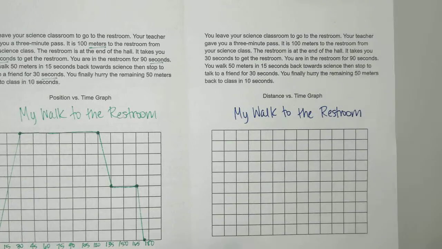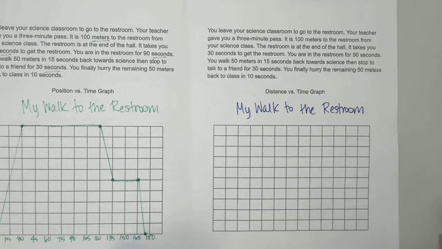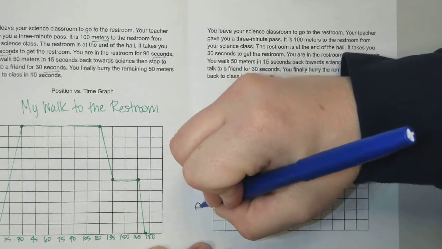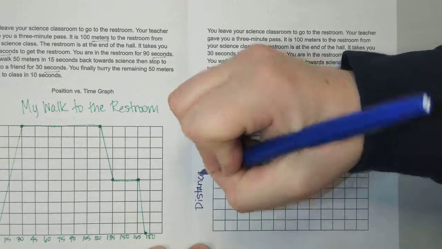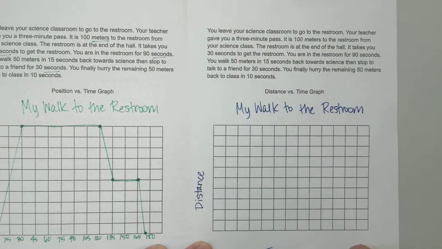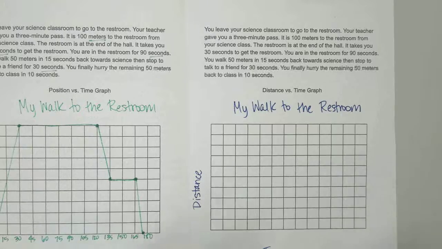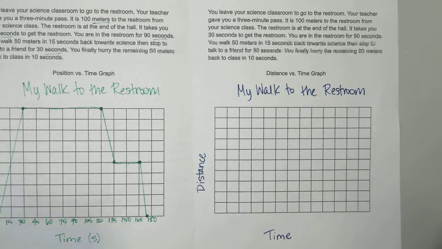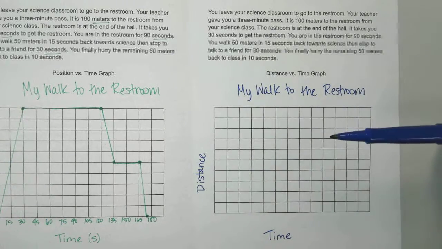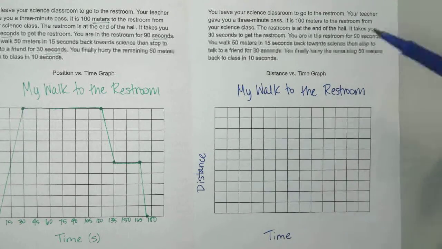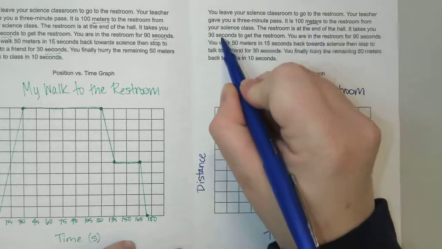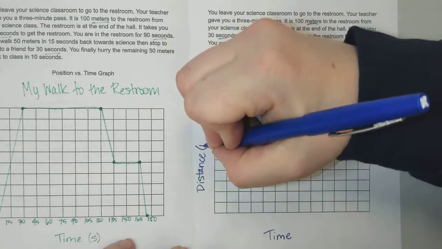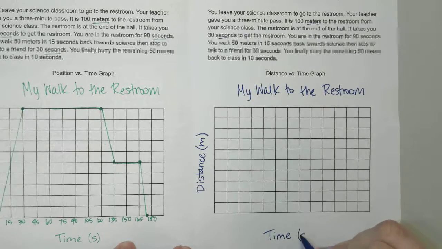Okay, and just like position versus time, how time was always on the x-axis, same thing. So distance is what's going to be on the side, and time is what's going to be on the bottom. Time will always be on the bottom, on the x-axis. Our labels are going to be the same because we're still talking about meters and seconds. So distance in meters, time in seconds.